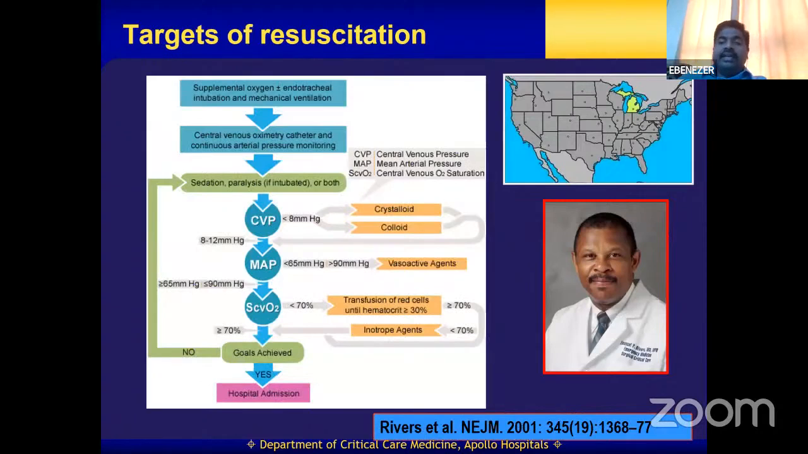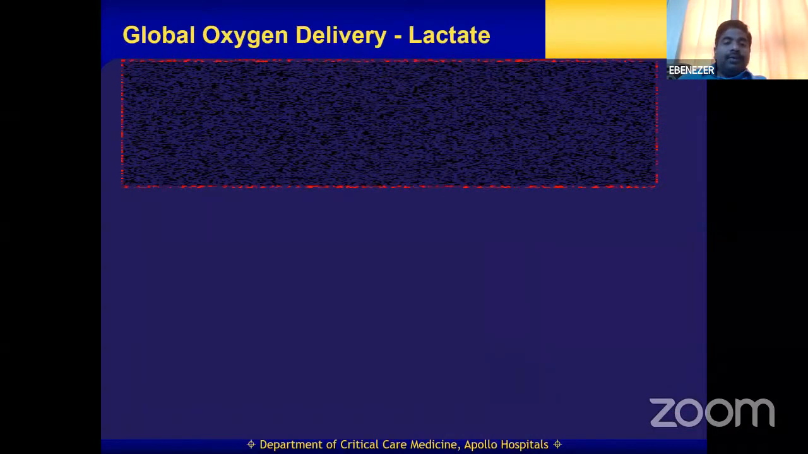In the earlier SSC guidelines in 2006, 2008, and 2012, the Rivers trial was a landmark trial, where they gave some guidelines of a CVP, of a mean arterial pressure, of an ScvO2. Based upon that, resuscitation was being done in those particular days. Now still the MAP holds good, but after that we have evolved and we have come over a long distance.